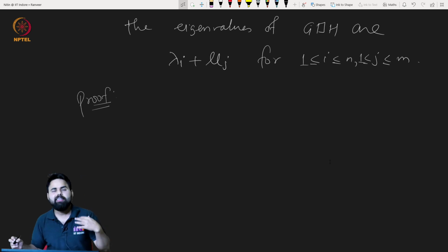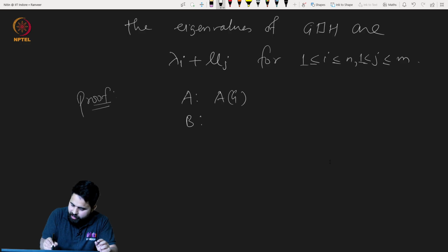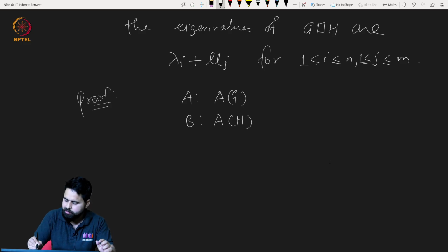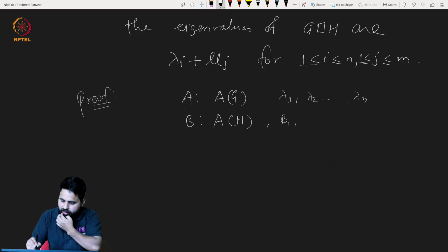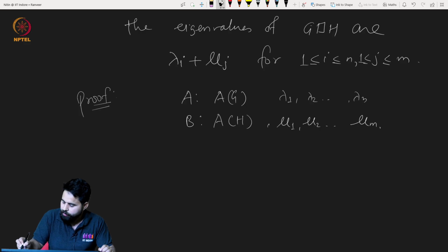And by the way, the adjacency matrix of G I will take as A. So A is the adjacency matrix of G, B is the adjacency matrix of H, for simplicity. So these are the eigenvalues lambda_1 up to lambda_n, and here the eigenvalues are, sorry, not beta, I have used mu here, so mu_1, mu_2 up to mu_m.